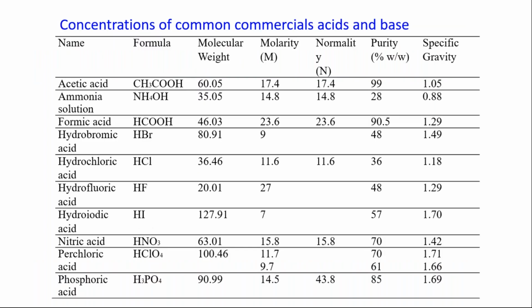You can find these tables everywhere, which give you the concentration of commercial acids and bases: what is their molarity, what is their purity. So you see, you have the molarity of these. Hydrochloric acid is 11.6 molar, nitric acid is 15.8, and we have sulfuric acid. It's not in this table, but sulfuric acid is 18 molar.